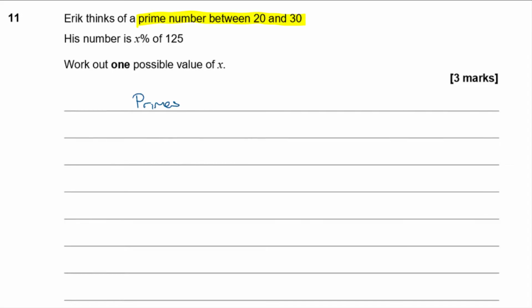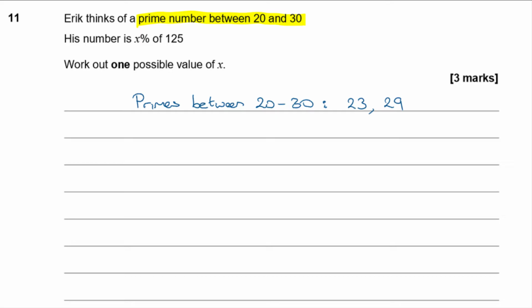Primes between 20 and 30. What are they then? 21, no, because that's 3 times 7. 23. 25, no. 27, no. 29. So there's only two, 23 and 29, aren't they? They're the two possibilities.